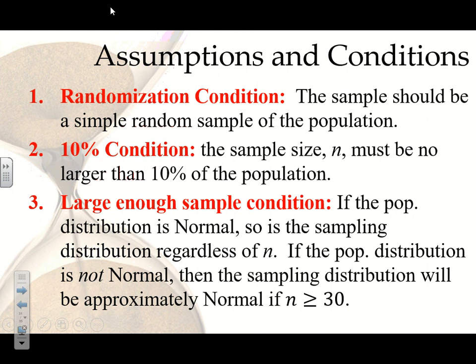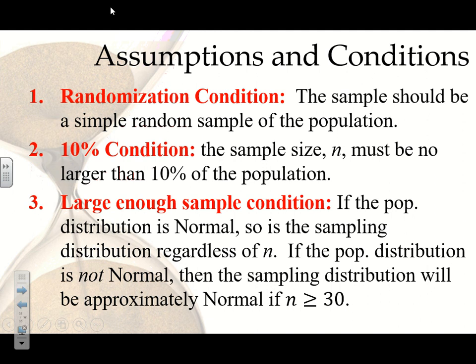Now, the large enough condition is where we talk about the shape of our sampling distribution. Just like yesterday with the success/fail or large counts condition, that determined the shape. So random and 10% account for our independence. The large enough sample condition accounts for the shape, the normality that we're looking for.